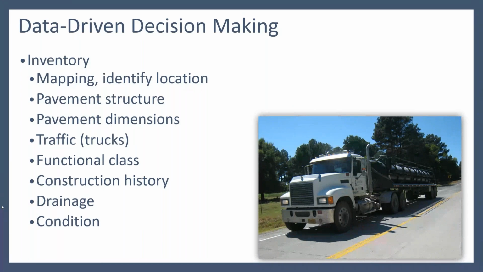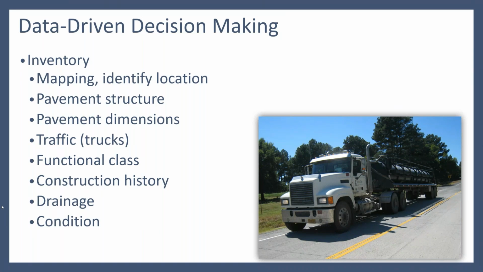There's mapping, identify locations. We'd like to know what pavement structure you have, how many inches of base, how many inches of maybe a sub base or surface. Was it always an asphalt paved roadway, or was it a gravel roadway up to a certain time and then it converted to a chip seal or converted to a full pavement structure? What are the dimensions? How wide are your lanes? What about traffic? Do you have accurate traffic counts? Do you know about the percentage of trucks that run those roadways?